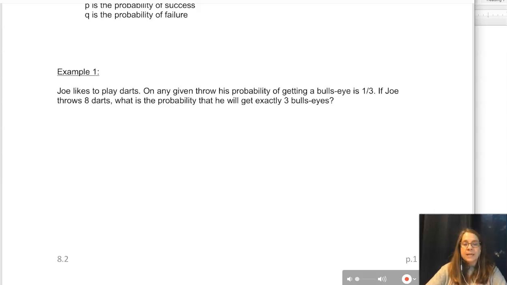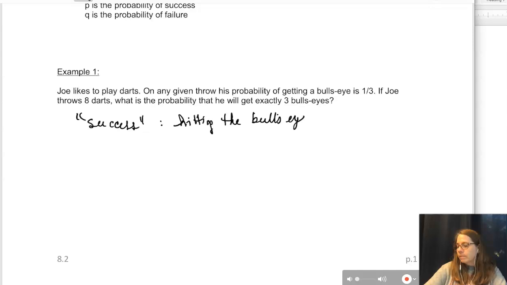The number of trials in this case is 8. The probability of success is 1/3. We're going to define a success in this example to represent hitting the bullseye. Therefore, the failure would be not hitting the bullseye. Once again, we have a total of 8 trials because he's throwing 8 darts. The probability of success is 1 out of 3. The probability of failure is 2 out of 3. And the question wants you to find the probability he gets exactly 3 bullseyes.